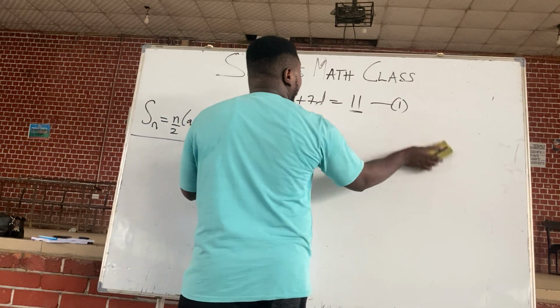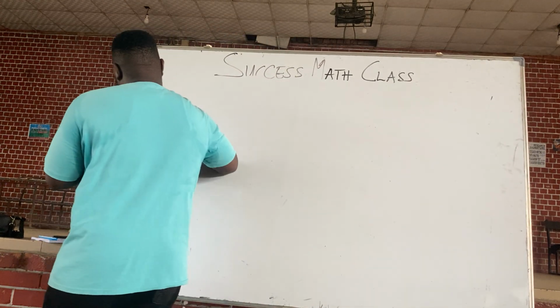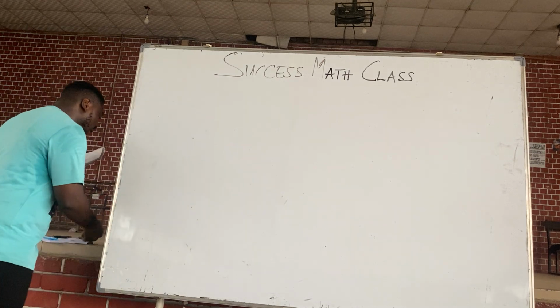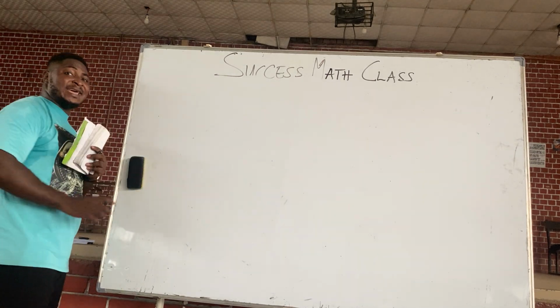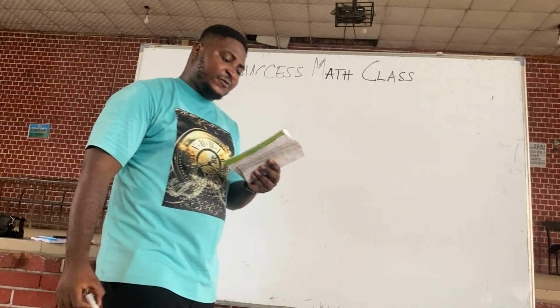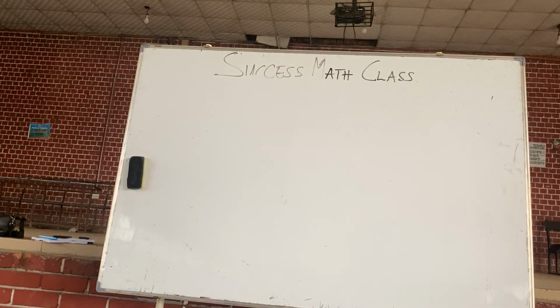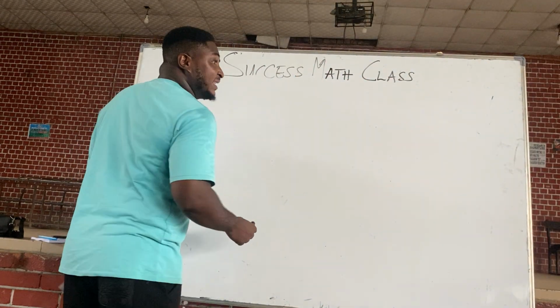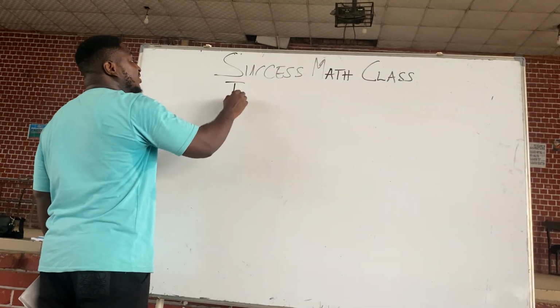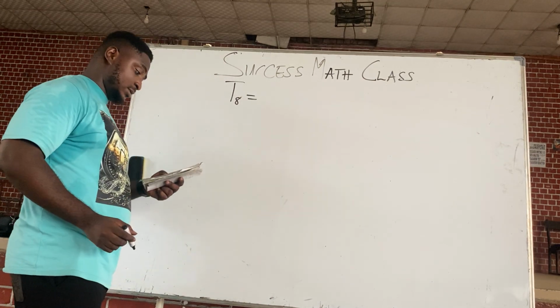The 8th term of an AP is twice the 4th term, and the 20th term is 40. Find the common difference. The 8th term of an AP, class, T8 is 2 times the 4th.